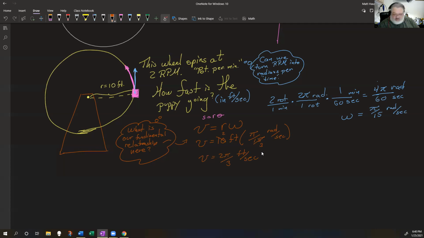Wait, how did you simplify at the middle part where you turned 10 into 2 and 15 into 3? Well, if you prefer getting the 10 pi over 15 first, you certainly could. But there's a 5 in that and a 5 in that. Divide both of those by 5. Oh, okay. Thank you. I just didn't see it.